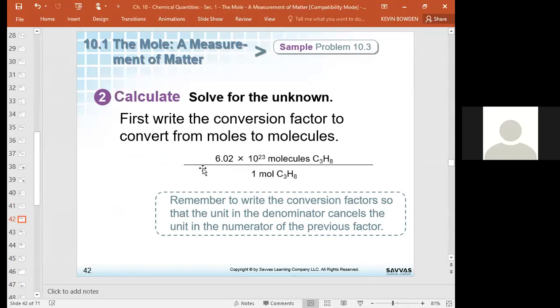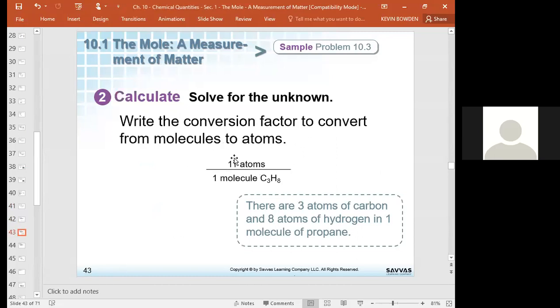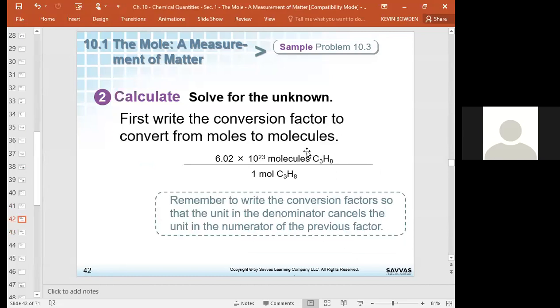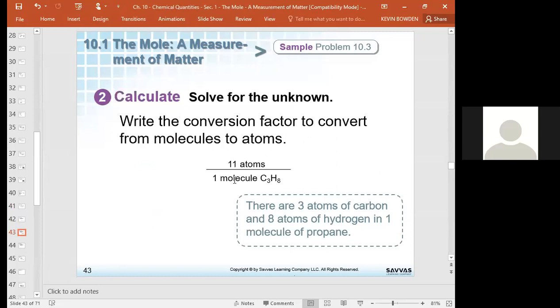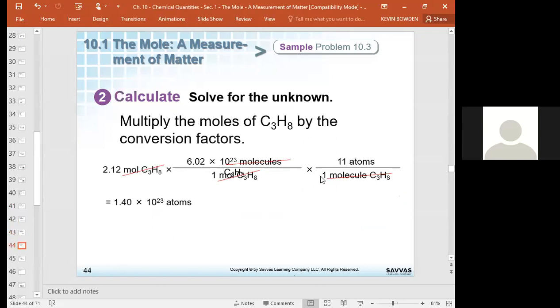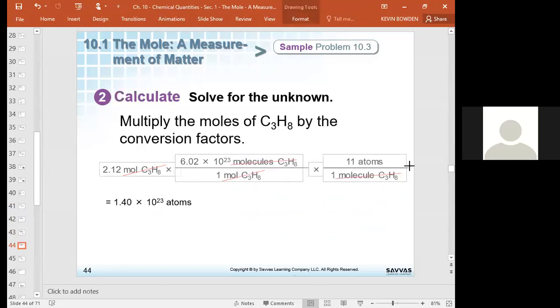So it looks right. So you have a mole of molecules per mole of that. Got to make sure you cancel these things at 11 atoms per molecule. So up here you've got molecules, down here you've got molecules. Molecules cancels out molecules. Moles cancels out moles. And so you'd have what you want, which is atoms. And so you have 1.4 times 10 to the 23rd atoms in 2.1 moles of, that can't be right.